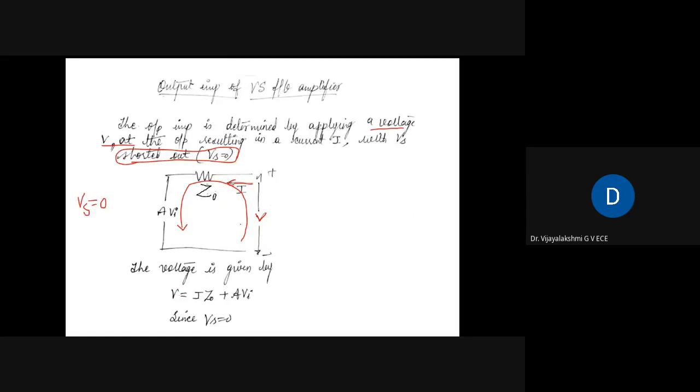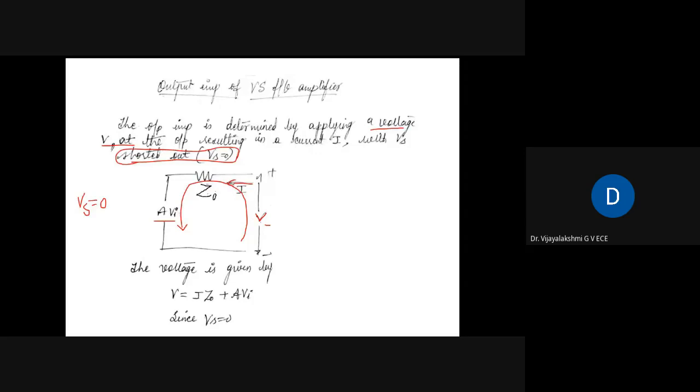What is KVL? The sum of all the voltages in a loop should be equal to 0, right? So what are the different voltages you have in this loop? One is V, one is Z0 into I, the other one is A into Vi. So I get V is equal to I into Z0 plus A into Vi.